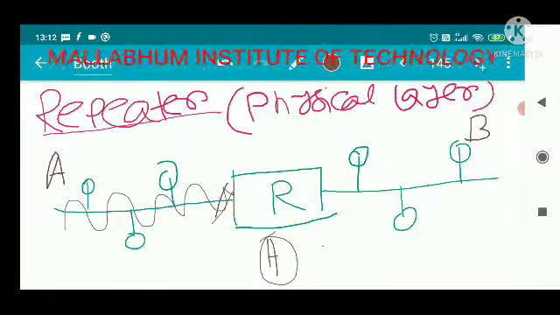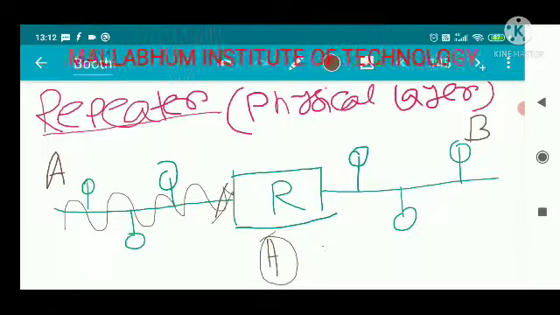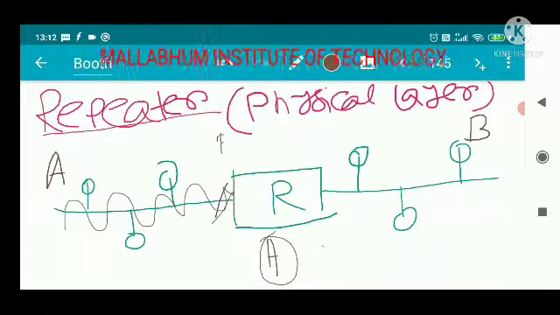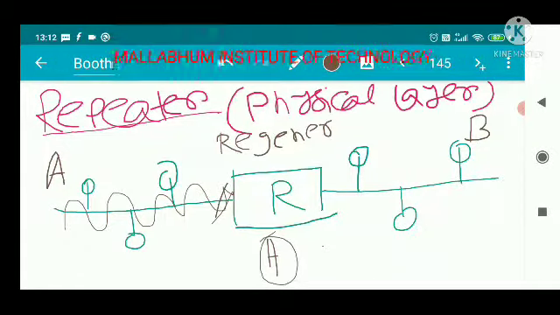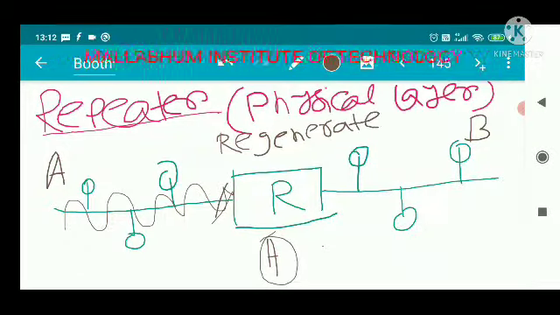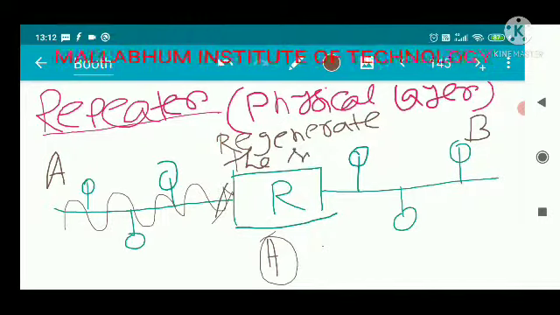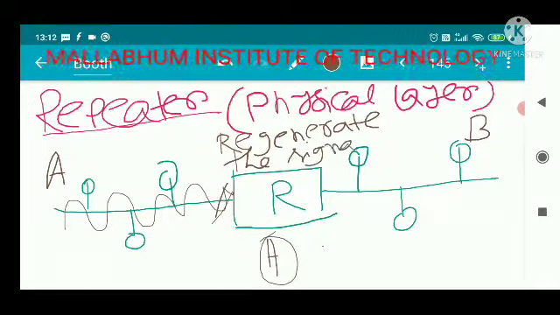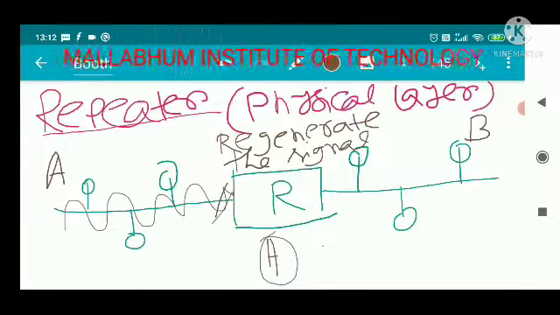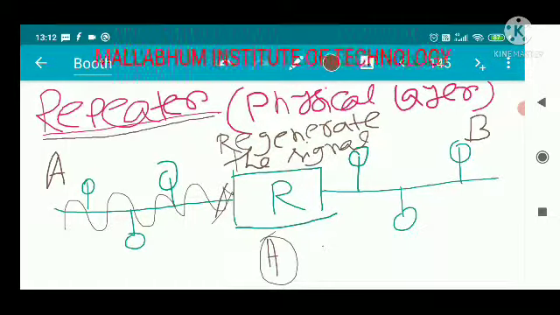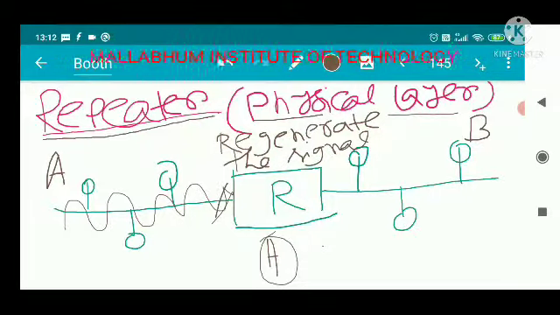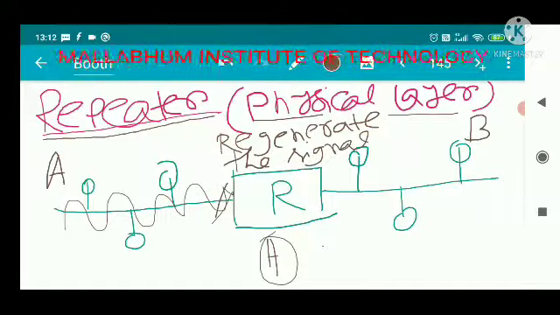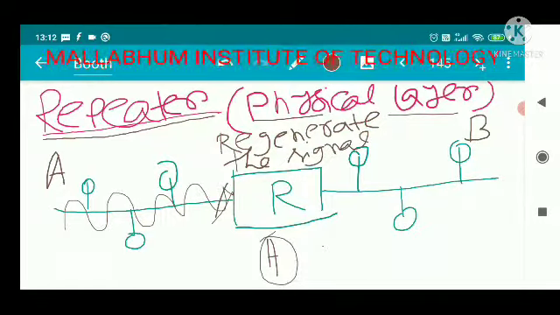So whenever we have discussed the repeater, the function of the repeater, I have said that it regenerates the signal. In the case of the repeater, it is a physical layer device, so that means it is a layer 1 device. And also the function of the repeater is it can regenerate the signal coming to its input.